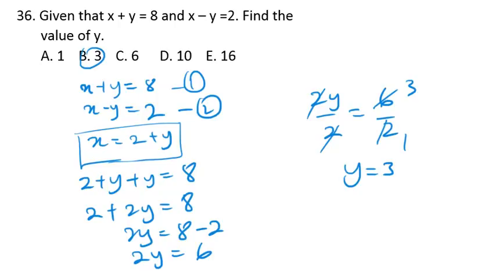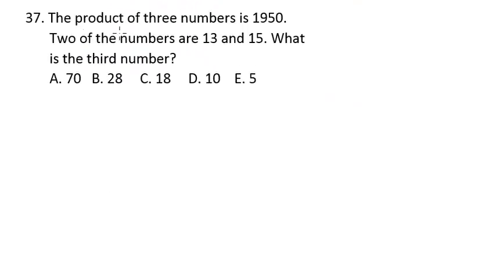So let's go down. The product of three numbers is 195. Two of the numbers are 13 and 15. What is the third number? Okay, so let's say the third number is x. So that will be 13 times 15 times x is equal to 195.